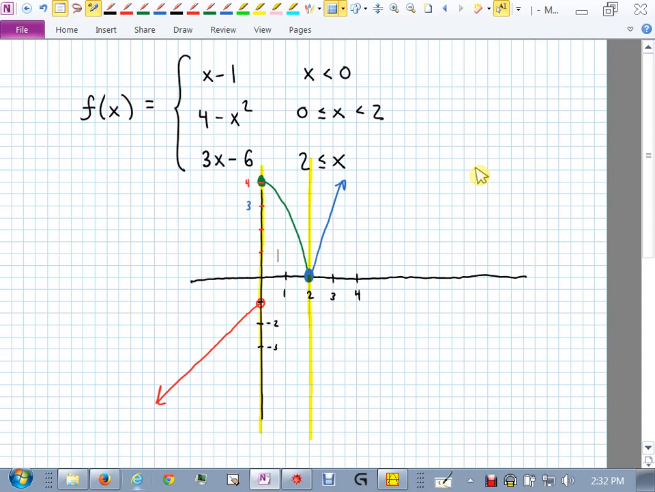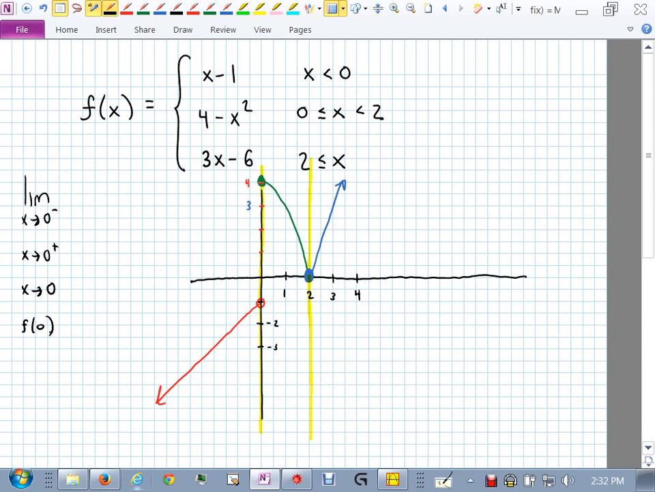Okay, so what are the things that you think I might ask you? Okay, what's the limit as x approaches 0 from the left? X approaches 0 from the right. X approaches 0. What's f of 0?